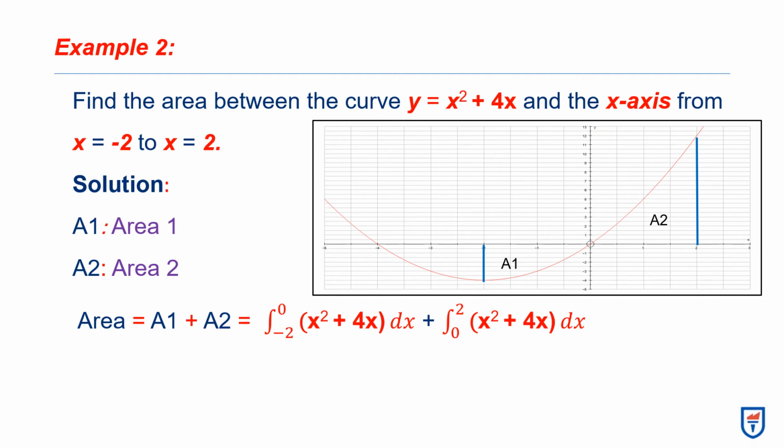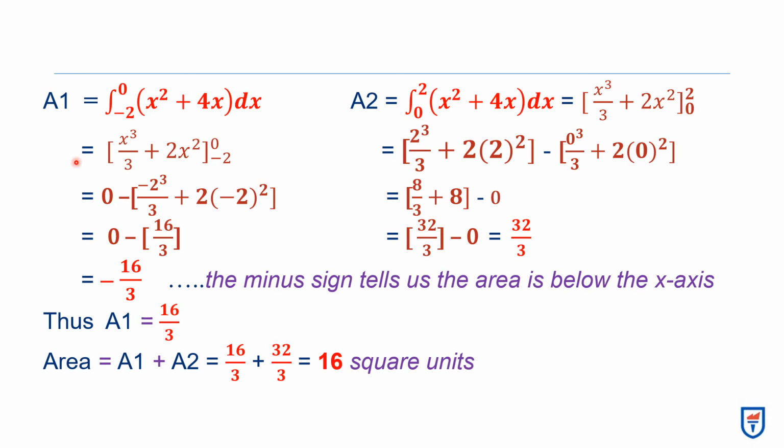Now when we are solving for area 1, we are going to integrate our expression of x squared plus 4x. When we are integrating x to the power 2, we add 1 on the power, then we divide by the total power. So we end up having x cubed divided by 3 plus, when we're integrating 4x, we add 1 on the power, which is going to be x to the power 2 divided by the total power, which is 4 divided by 2, and we end up having 2x squared as our result, with an upper limit of 0 and lower limit of minus 2.